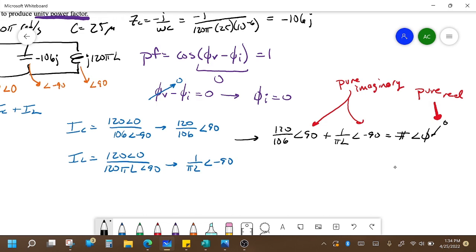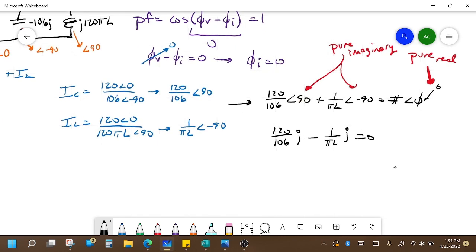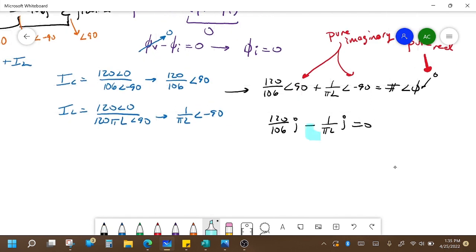This negative 90, you could rewrite it like this: 120 over 106 j minus 1 over pi L j equals 0. That's basically what I'm trying to say, right? Because I have a plus j and a negative j. The negative is going to come from the fact that I had a negative 90 there. All I'm trying to say is 120 over 106 equals 1 over pi L. All of that was just to say that I can solve for L. L is actually going to end up being the same value as the capacitor, which is 106j.